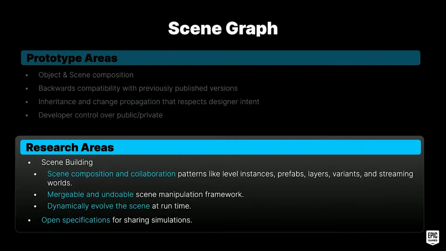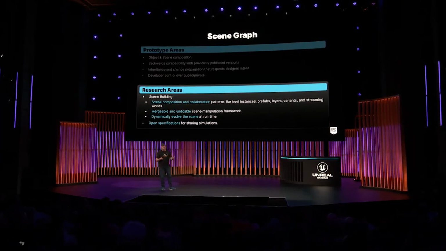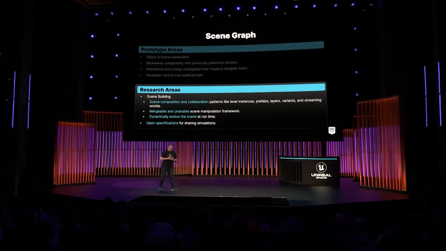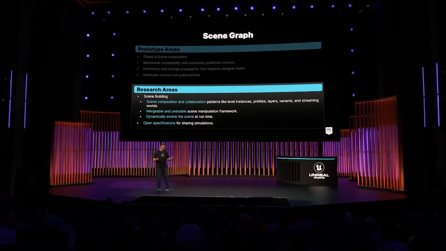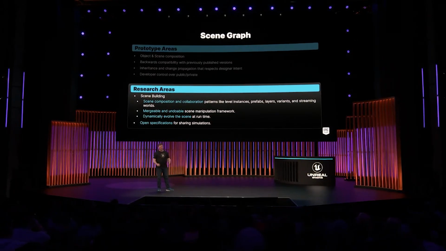On the research side, we're looking at things that you find in UE, like level instances, layers, variants, other ways in which we're composing content today, and seeing if there are better ways we can merge and undo those operations, both in design time as well as at runtime. Ideally, so you can make changes to your scene dynamically, much as you have web styling today on web pages.